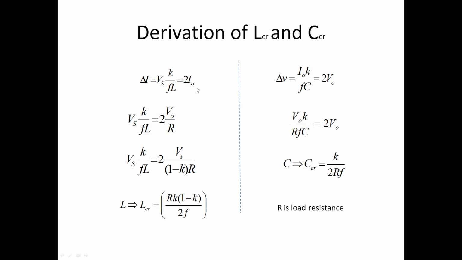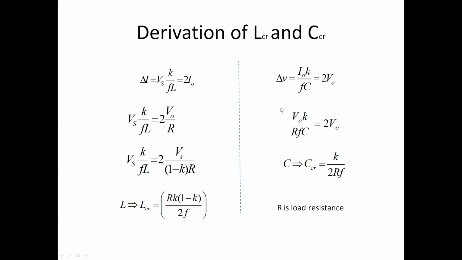Del I is equated to 2 times the load current. So del I is equal to Vs K by FL, which is equal to 2 I naught. Now substituting I naught as V naught by R and rearranging, we get the critical value of inductance as RK into (1 minus K) by 2F. Similarly, we equate del V equal to 2 V naught to get the CCR expression. Substituting for del V as I naught K by FC, and I naught as V naught by R, we get the CCR value as K by 2RF.